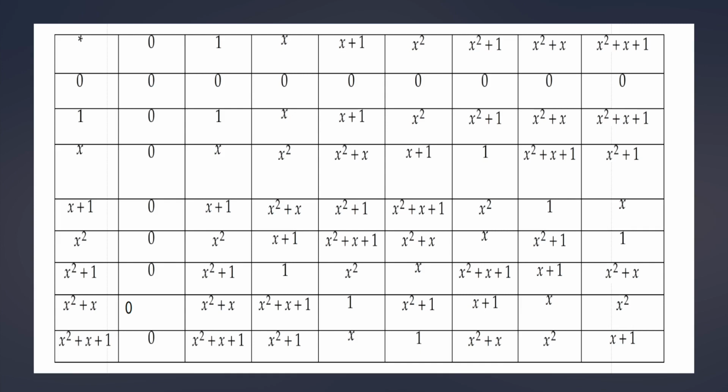But why is x times x squared equal to x plus 1? Again, we have to evaluate different operations. We have to check for different possibilities, all the other 7 possibilities, and then we arrive at the value x plus 1. The other operations can be done in a similar manner.